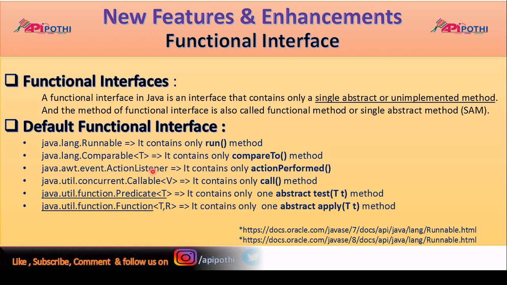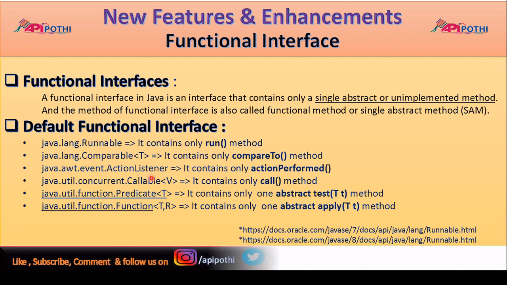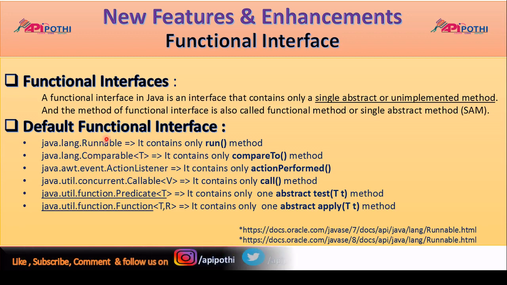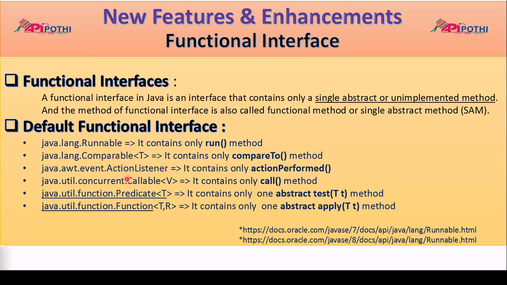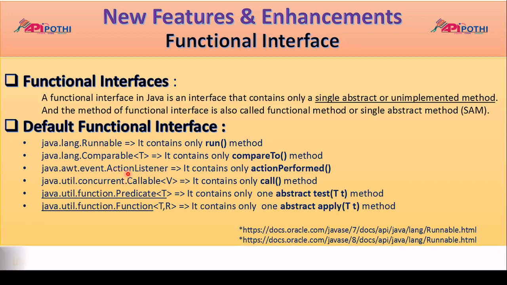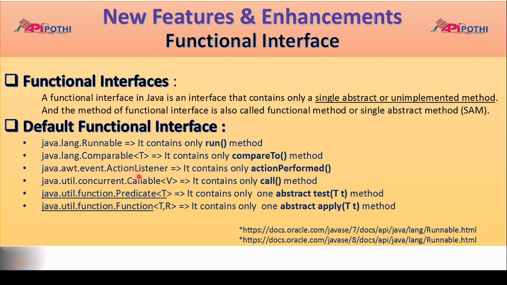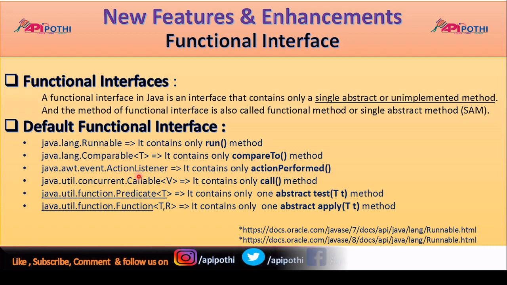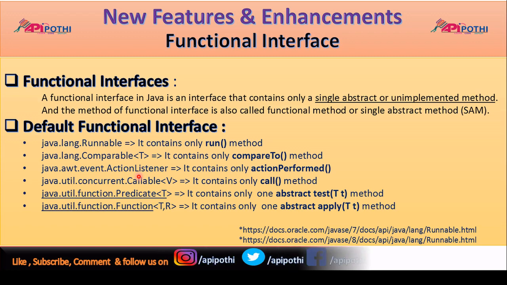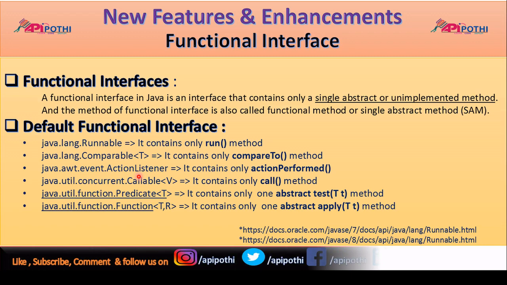So if you see this concept in Java 8, since all of these interfaces satisfy the definition of the functional interface, they also become functional interfaces. Before Java 8 these interfaces were not called functional interfaces; only after Java 8 they are called functional interfaces. The reason is that the definition of functional interface, and the annotation that came as part of it, was introduced in Java 8 only.